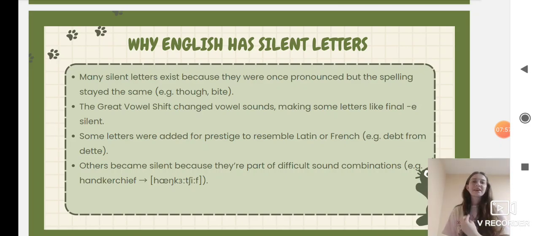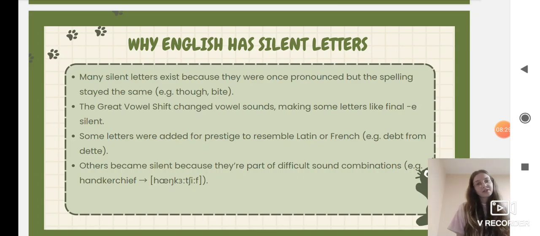Our second reason is that the Great Vowel Shift changed vowel sounds, making some letters, like final E, silent. We have talked about how in some words there is an E at the end, like Paul. We saw it on the previous page, but E is silent, so we don't pronounce E. We say Paul. We don't say Pole. E is silent.